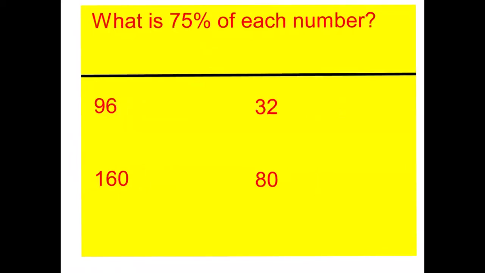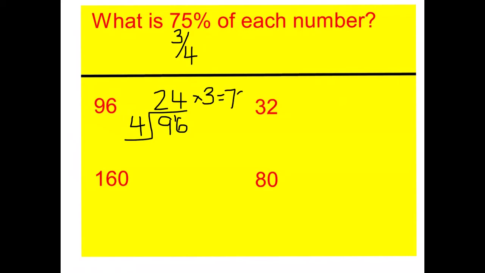Now we've got to find 75% of each of these four numbers. 75% is 3/4 as a fraction. So we need to find 3/4 of 96. So we will need to divide by the bottom, which is 4, then multiply by the top, which is 3. So 4 into 96 first. 4 into 9 goes twice, 1 over. 4 into 16 goes 4. Then we have to times that by 3 to give me 72. So 75% of 96 is 72.